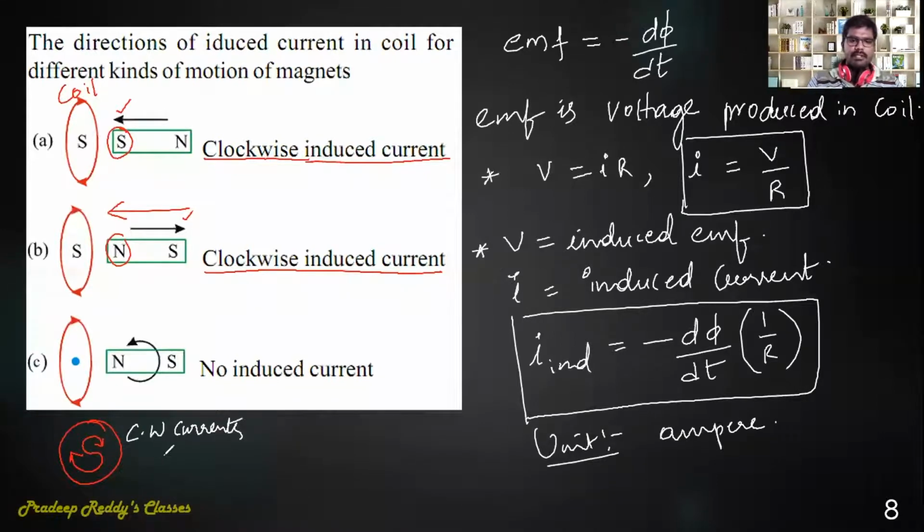Clockwise currents are induced when the south pole is brought closer; S stands for south. Likewise, you can take the north pole and give arrow marks like this. If you are taking the north pole closer, anti-clockwise current is induced.